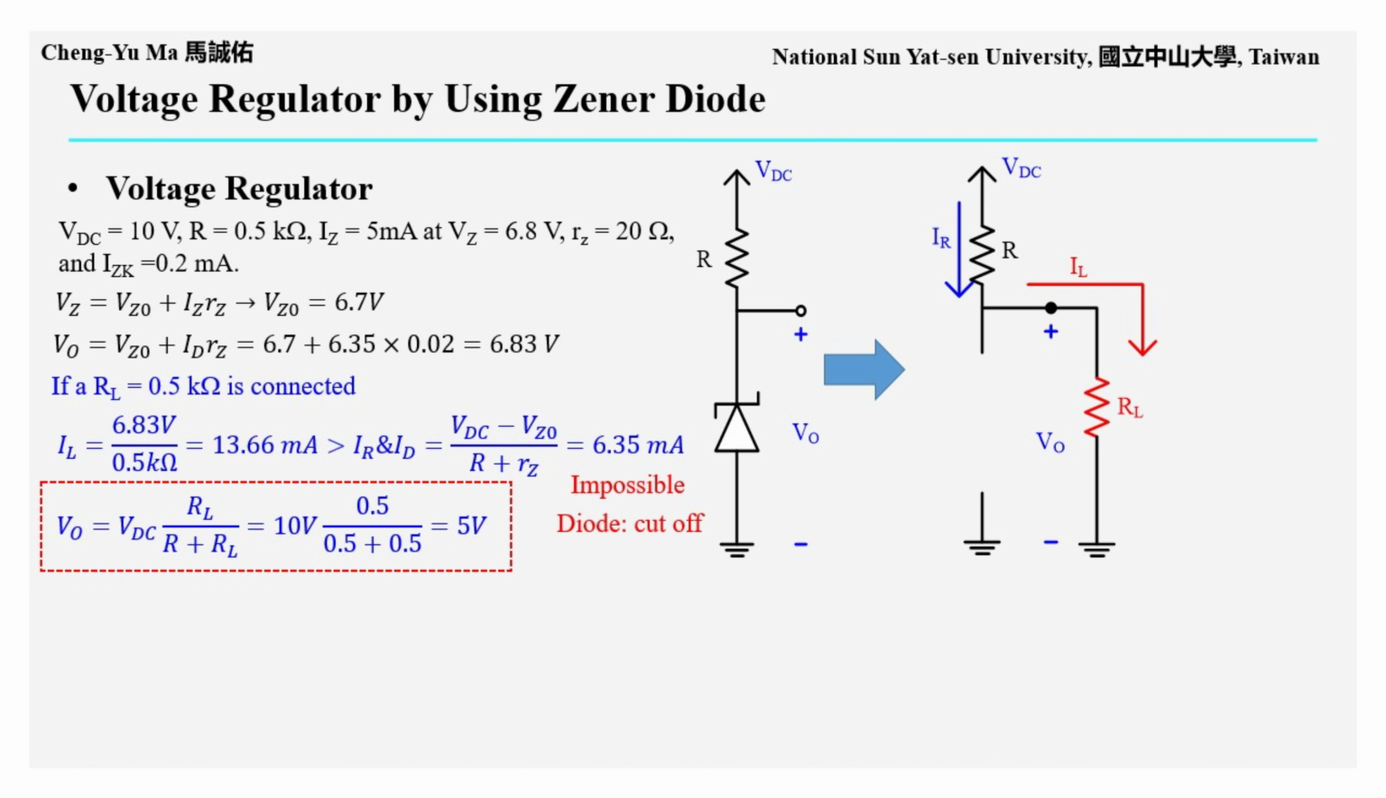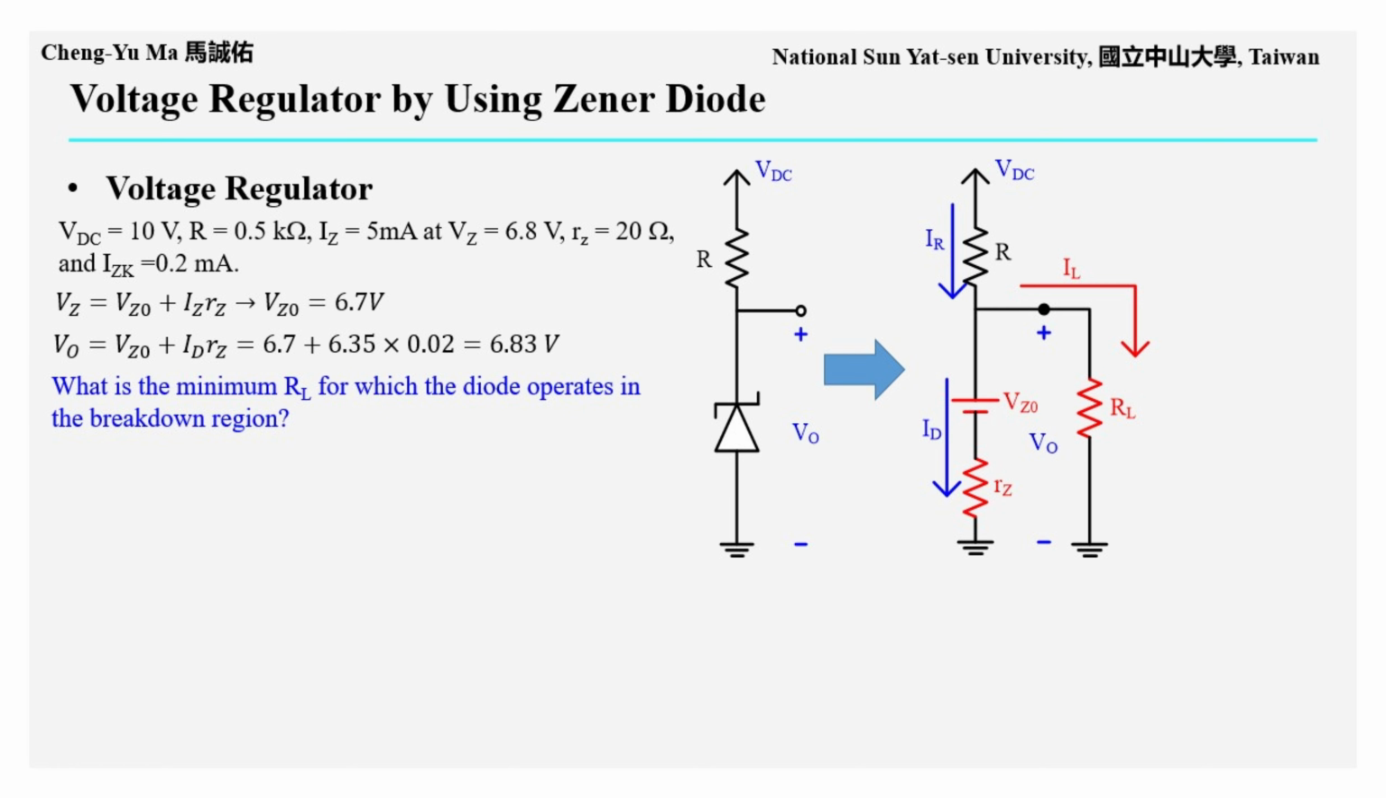Since the diode is open-circuited, as shown in the equivalent circuit, the output voltage is determined by the voltage divider formed by R and RL in series. Therefore, VO equals VDC multiplied by RL over R plus RL, which gives 5 volts. From the previous example, we can see that as RL becomes smaller, the load current becomes larger. This reduces the current flowing through the Zener diode and eventually forces the diode out of reverse conduction. Therefore, to keep the Zener diode operating in the reverse breakdown region, RL must be above a certain minimum value. Let us calculate that minimum value.